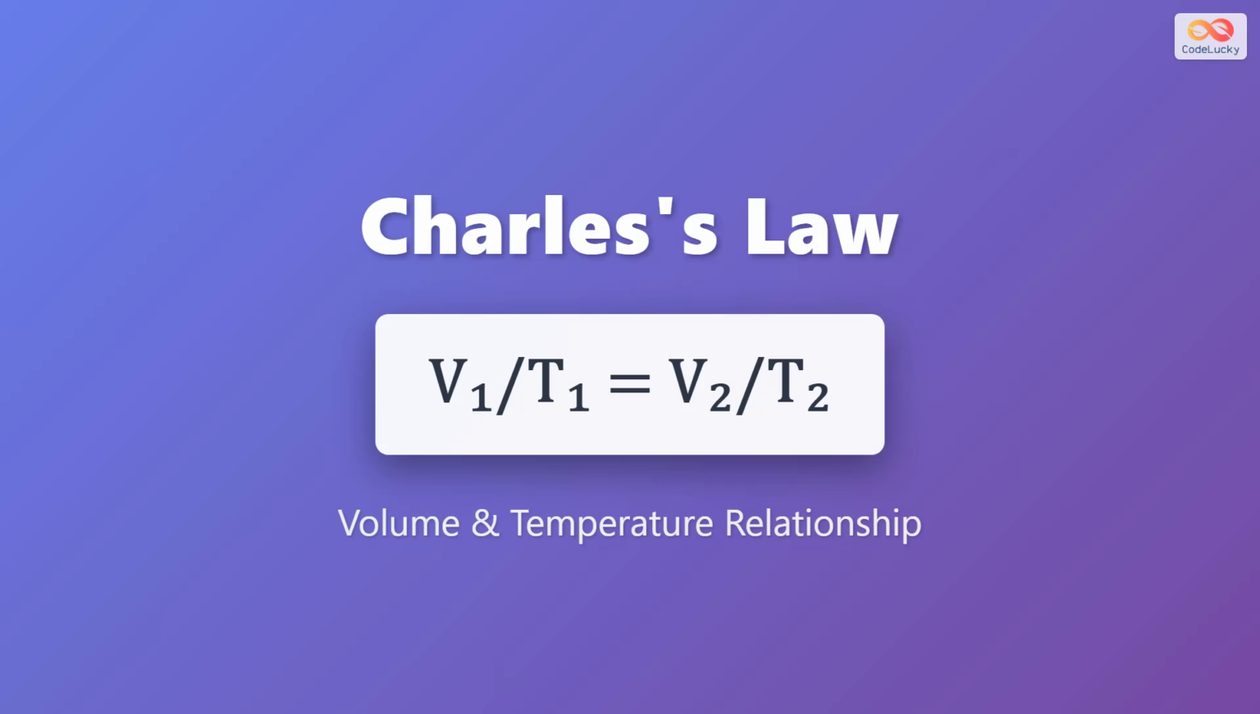Welcome to this lesson on Charles's law, one of the fundamental gas laws in chemistry. Charles's law describes the relationship between the volume and temperature of a gas. The mathematical expression for this law is V1 divided by T1 equals V2 divided by T2. This formula shows how volume and temperature are directly related when pressure remains constant. Understanding this law is essential for predicting how gases behave when heated or cooled.